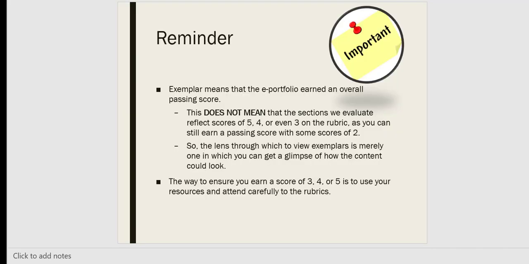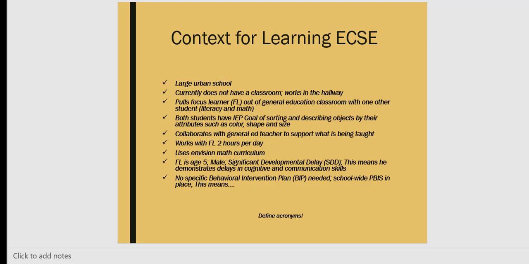Let's see what this looks like on some exemplars. These exemplars don't mean that all rubrics earned a score of 5 or 4 or even 3. They, in aggregate, passed with all of the commentaries on all of the rubrics. These just give a representation of one way to respond to commentary for the planning task 1.